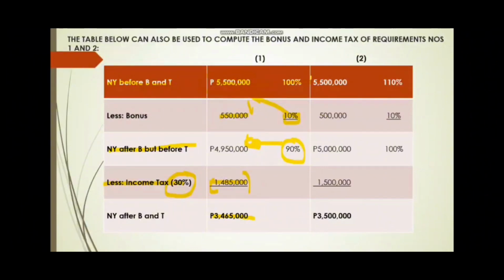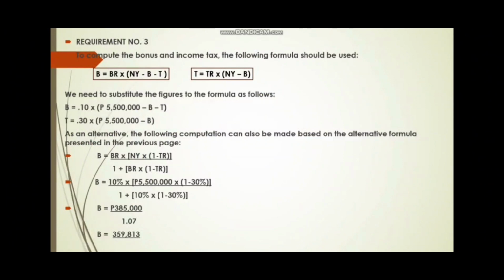Then, for requirement number 2, 5,500,000, we have 110,000 for the 10%, which we deduct from 550,000. So 5,500,000 less 10% gives 500,000. And then 100% is 5 million. So you subtract 30% of 5 million, and we have 3,500,000. Requirement number 3, to compute the bonus and income tax, the following formula should be used.